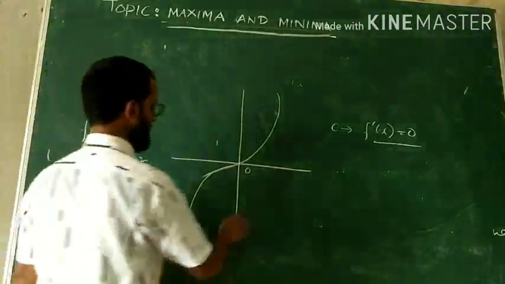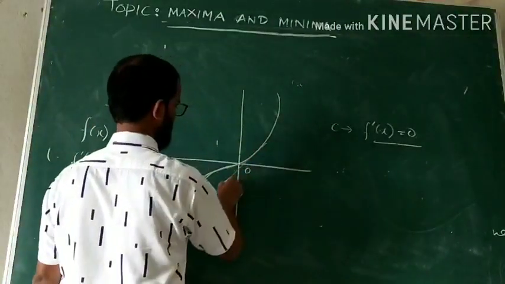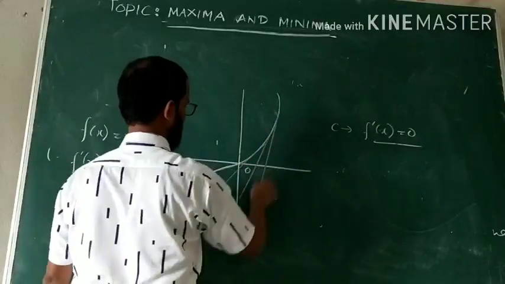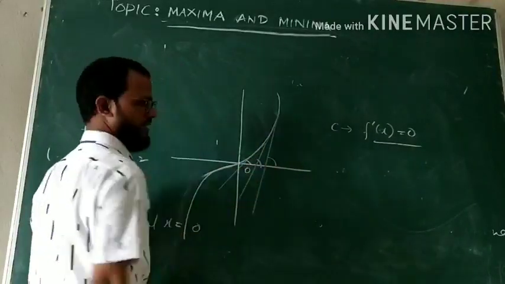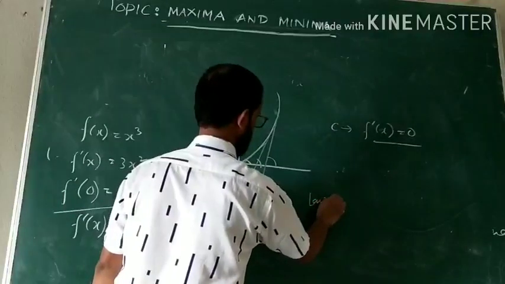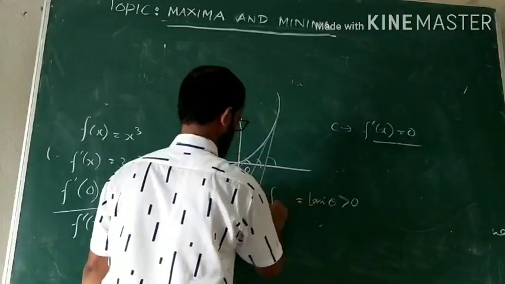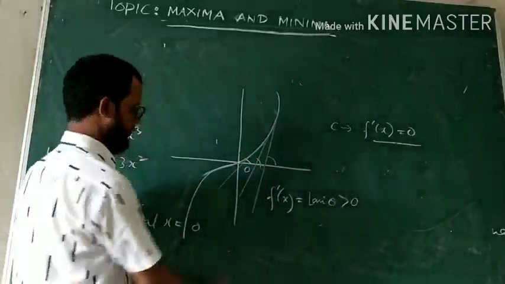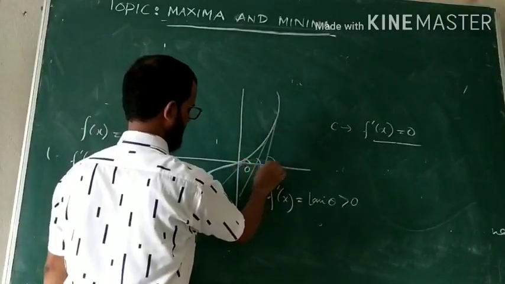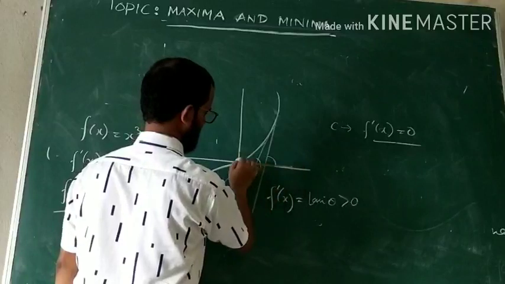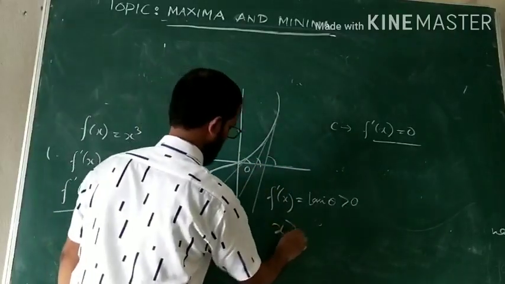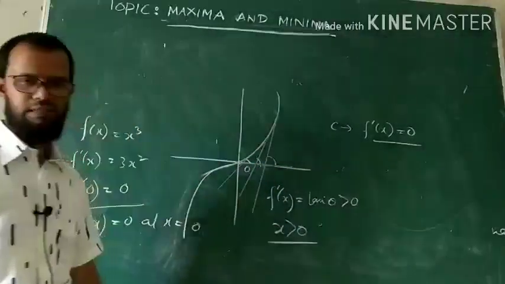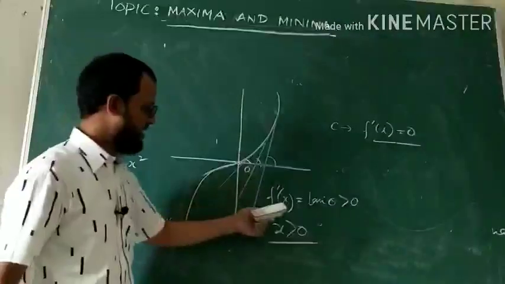Now if you draw the tangents, every tangent is making an acute angle. That means tan theta is positive. That means f dash x is positive to the right of 0. For all x greater than 0 in the domain, f dash x is positive.